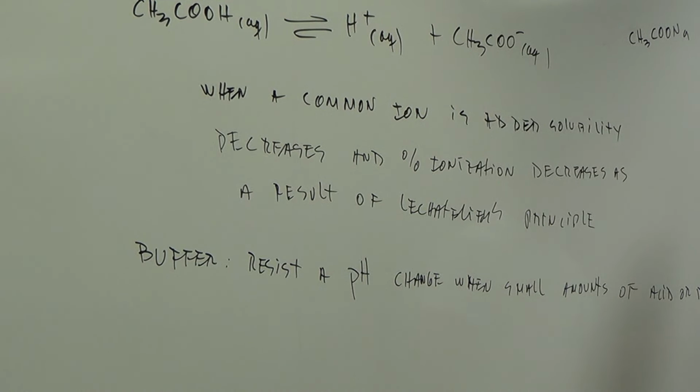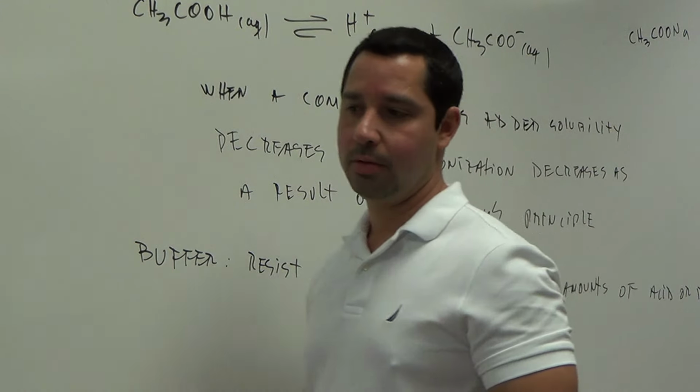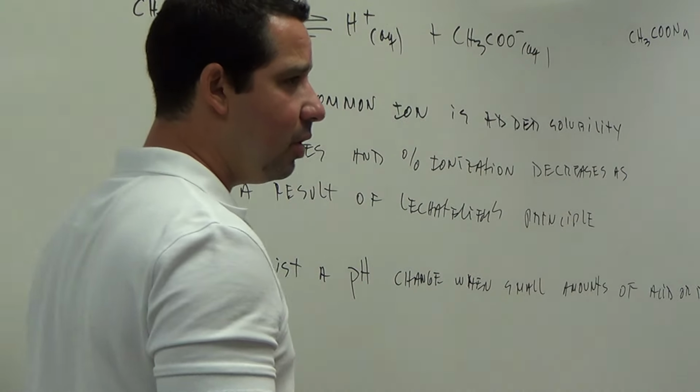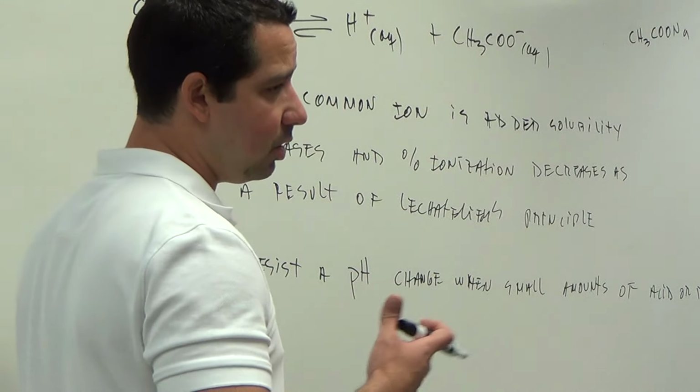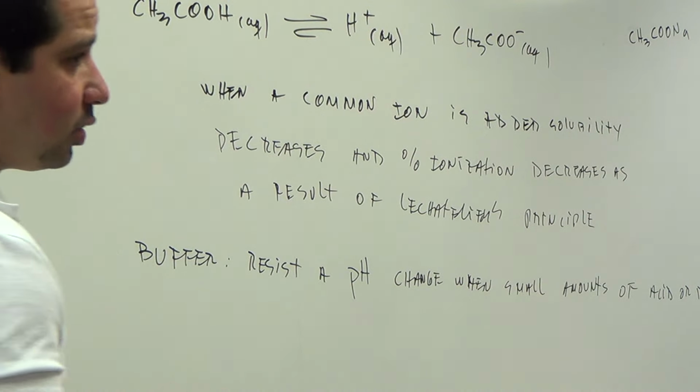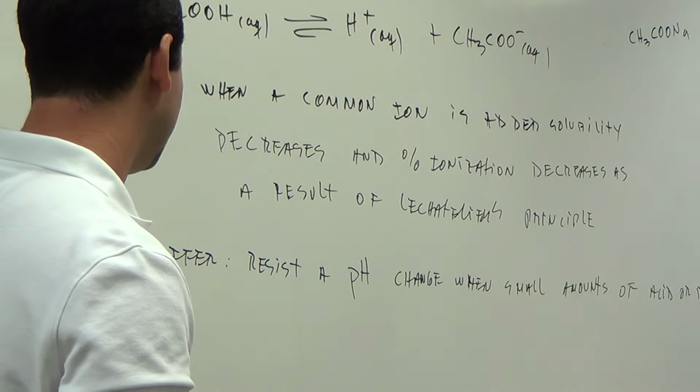So, a buffer has a region in which it buffers, yes? If I have a glass of a buffer and I add a bucket of acid, should that buffer? No, because it's a lot of acid. It's for small amounts in comparison to the buffer you have, okay?